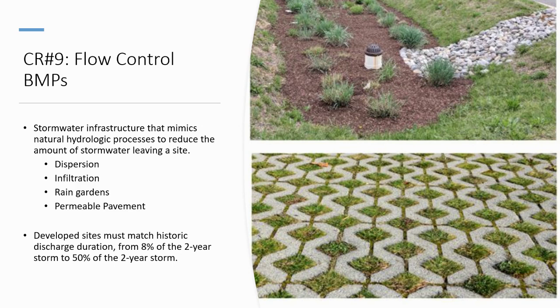Depending on the project size, type, and location, sites must direct a certain percentage of their stormwater to flow control BMPs, thereby reducing the amount of stormwater leaving the site as runoff. Stormwater LID BMPs, or flow control BMPs, typically handle stormwater and dispose of it on-site for smaller rain events, from 8% to 50% of the 2-year storm, thereby reducing the total volume of stormwater leaving the site.